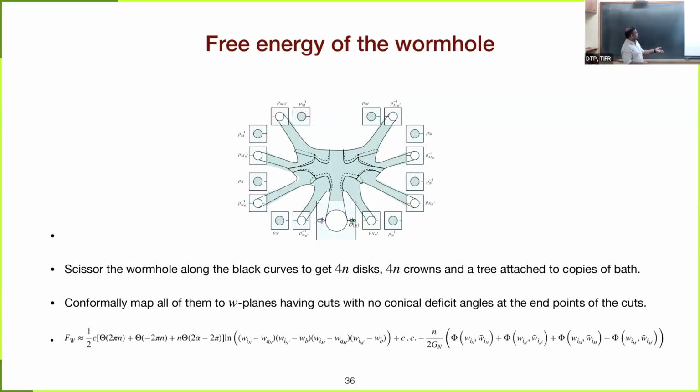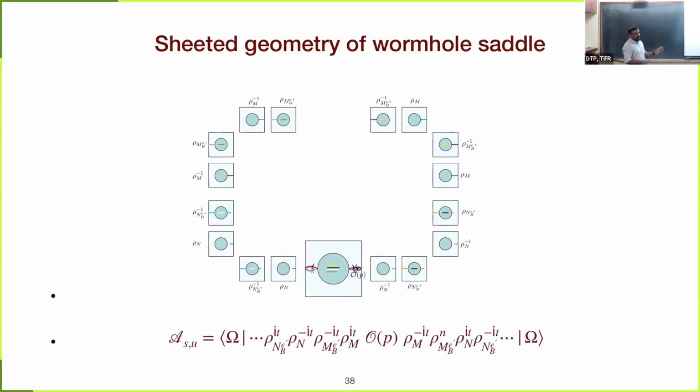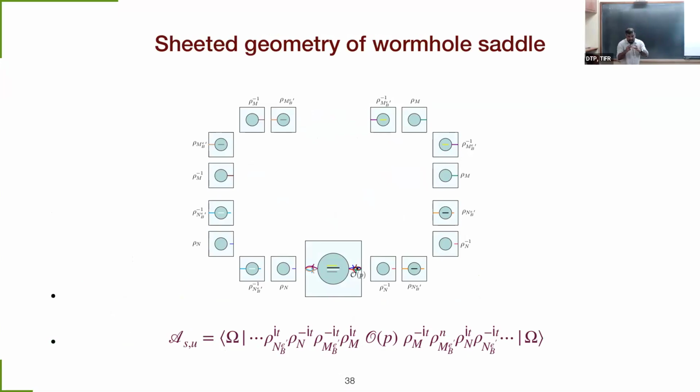Okay, you do it for this complicated geometry, you get the free energy, and then do the minimization and see what result I'm going to get. I get a particular saddle, minimizing over alpha and the locations of the cut. You can do that by looking into only a part of the moduli space, like you said. A slice. Yeah, right, slice.